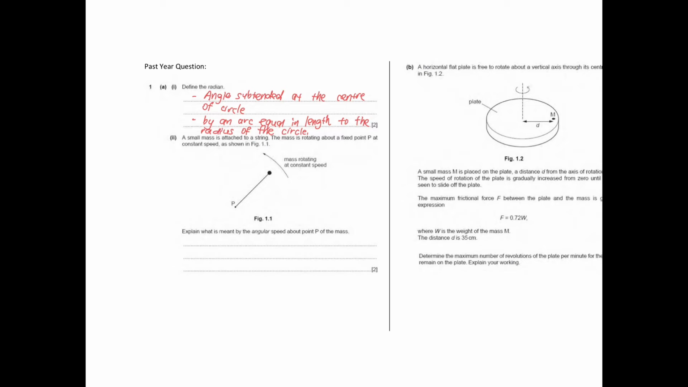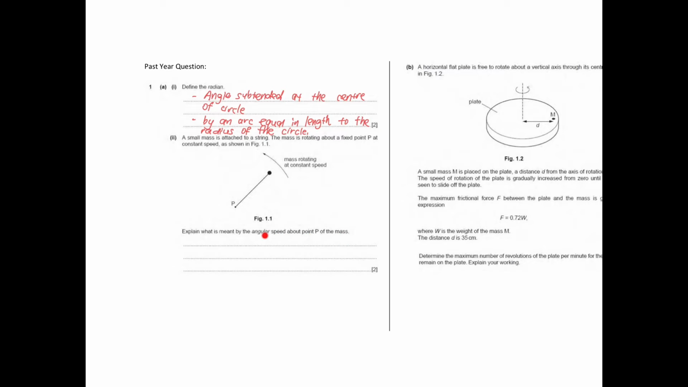Second part. A small mass is attached to a string. So as you can see here, this is the small mass. The mass is rotating about a fixed point P. P is the center of the circle at constant speed. Okay, move at constant speed, as shown in figure 1.1. Explain what is meant by the angular speed about point P of the mass.